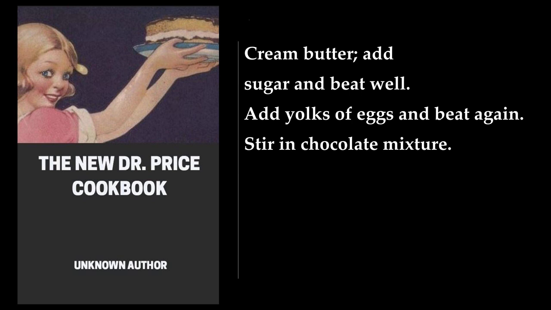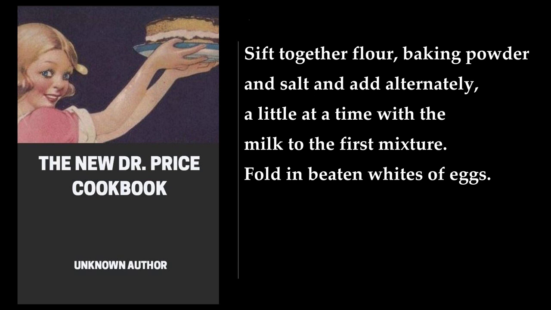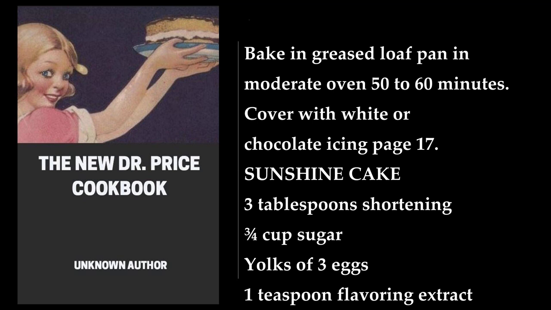Add yolks of eggs and beat again. Stir in chocolate mixture. Sift together flour, baking powder and salt and add alternately, a little at a time, with the milk to the first mixture. Fold in beaten whites of eggs. Bake in greased loaf pan in moderate oven 50 to 60 minutes. Cover with white or chocolate icing.